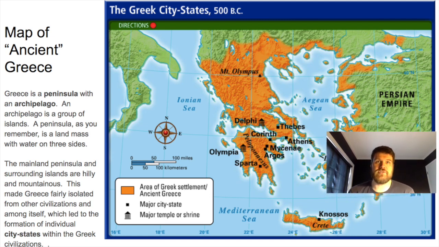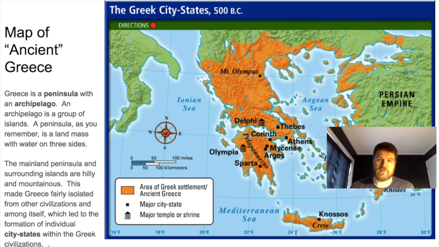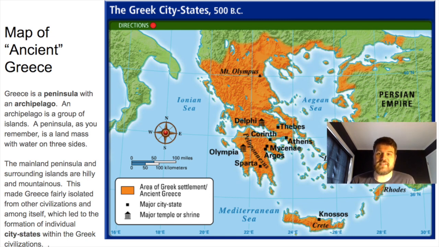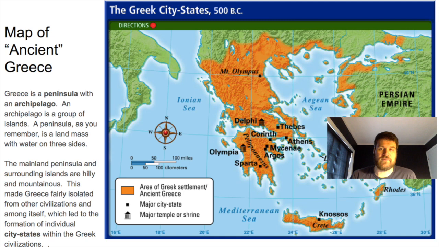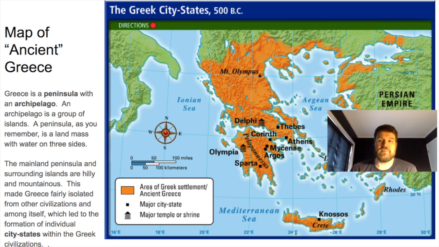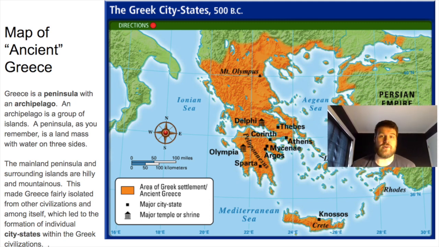So each city-state has its own culture, its own identity, and the geography of Greece keeps each city-state isolated so that you get these independent cultures and civilizations emerging. So the city-state of Athens and the city-state of Sparta, each citizen of those city-states would identify as an Athenian or as a Spartan, and not so much as a Greek.